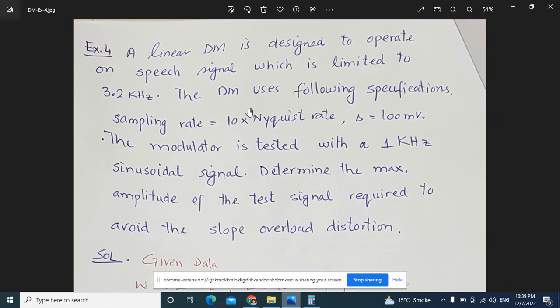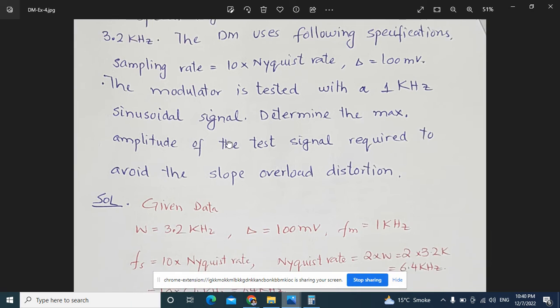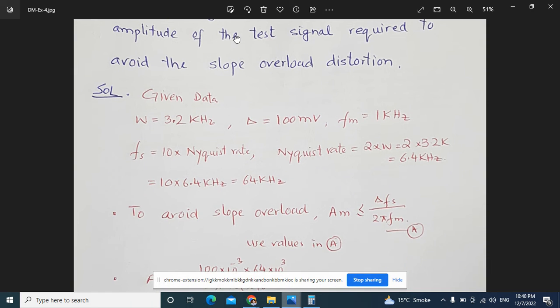So from this information you can see the given data. The first one is 3.2 kilohertz, which is the maximum bandwidth of the signal. The sampling rate is 10 times the Nyquist rate, and you know the Nyquist rate is 2 times the bandwidth, that is 3.2 kilohertz, and the step size, which is 100 millivolt, and the sinusoidal signal frequency fm is 1 kilohertz. This is the given data.